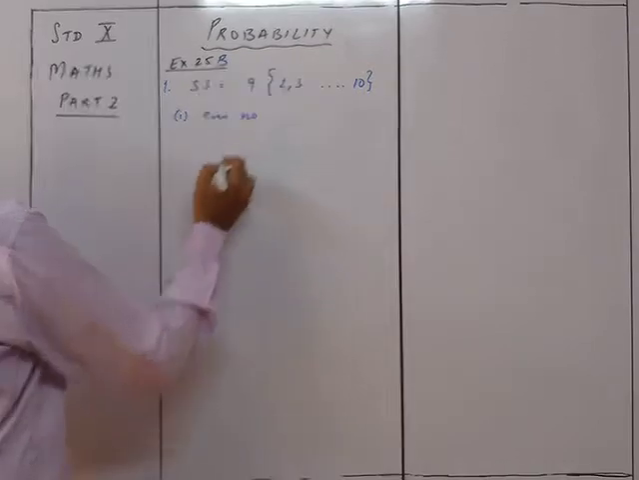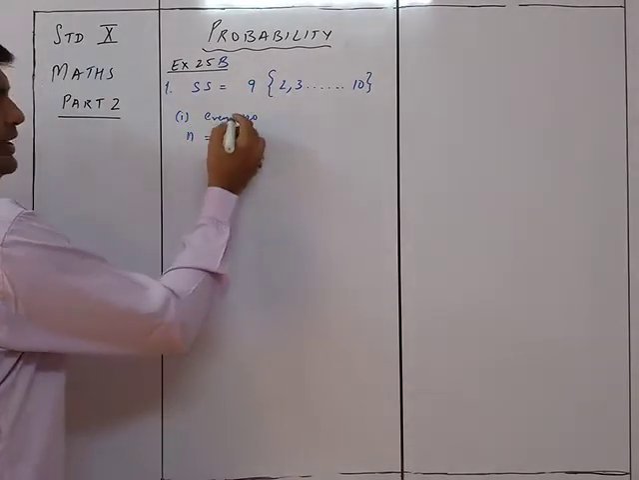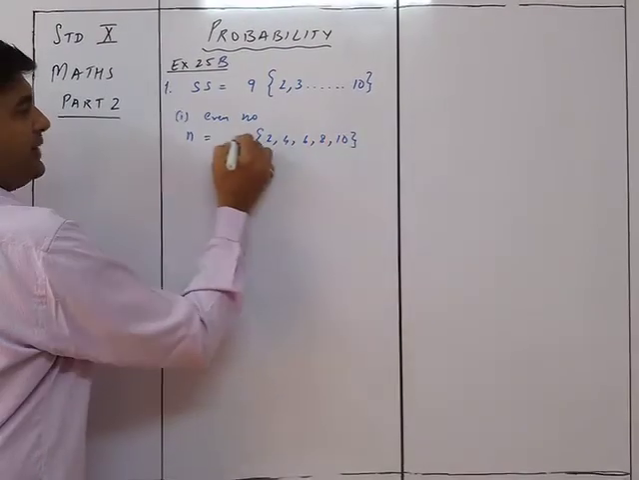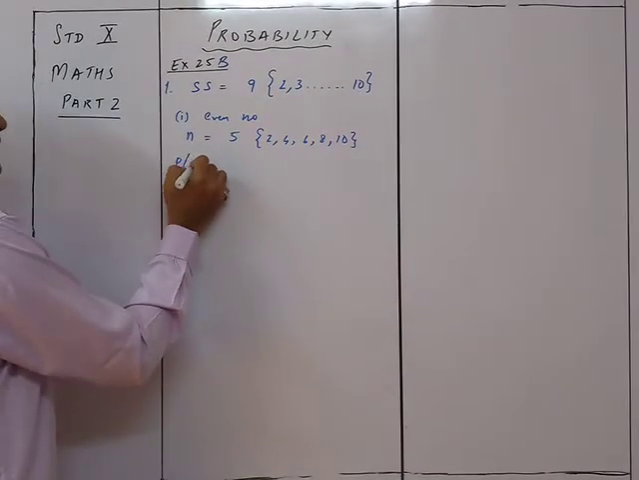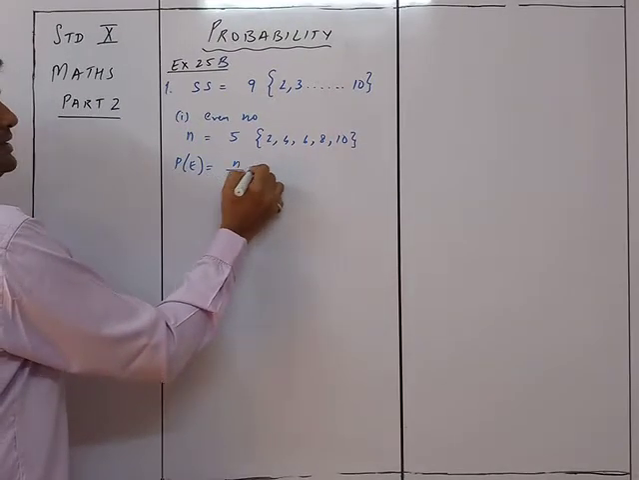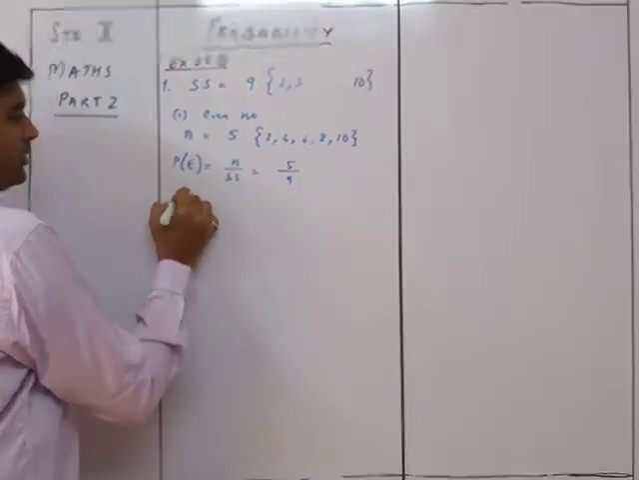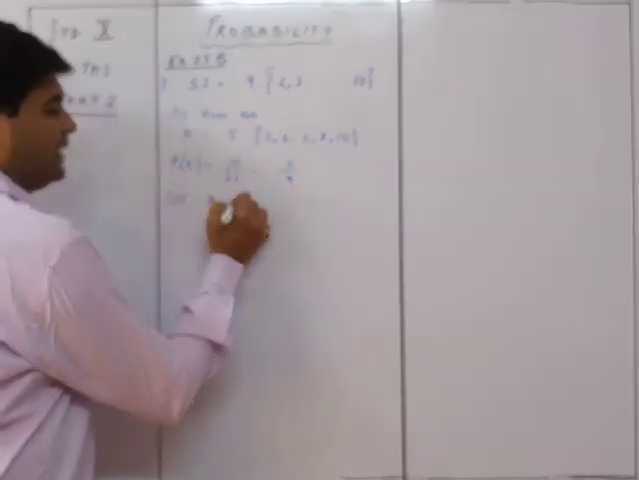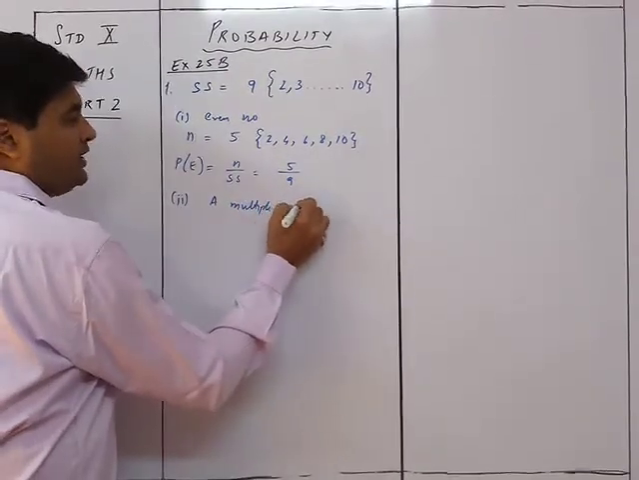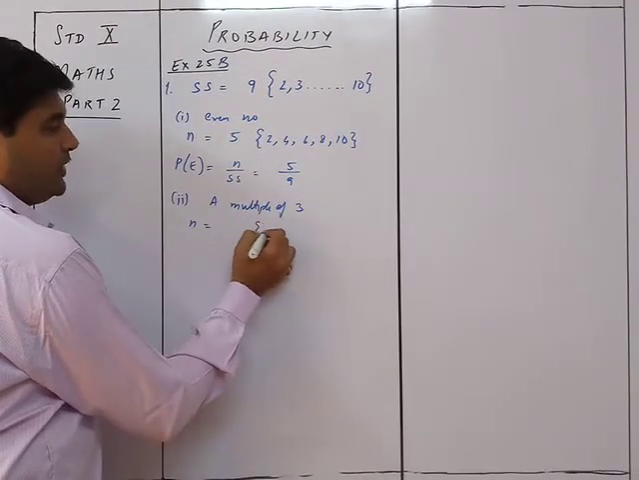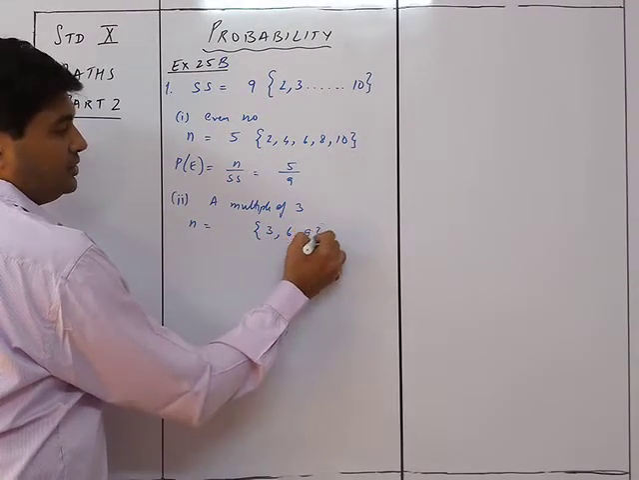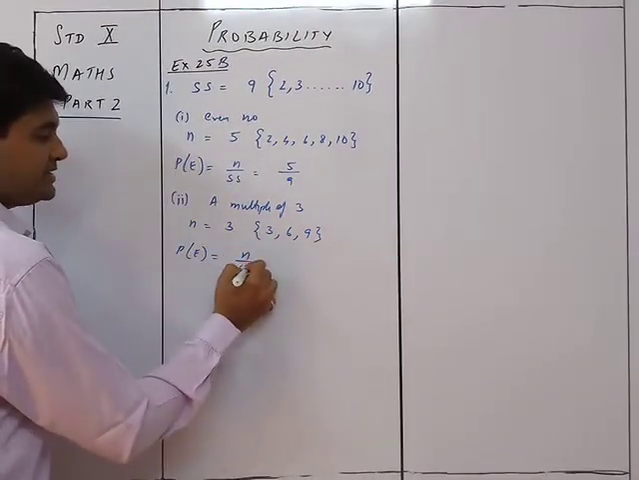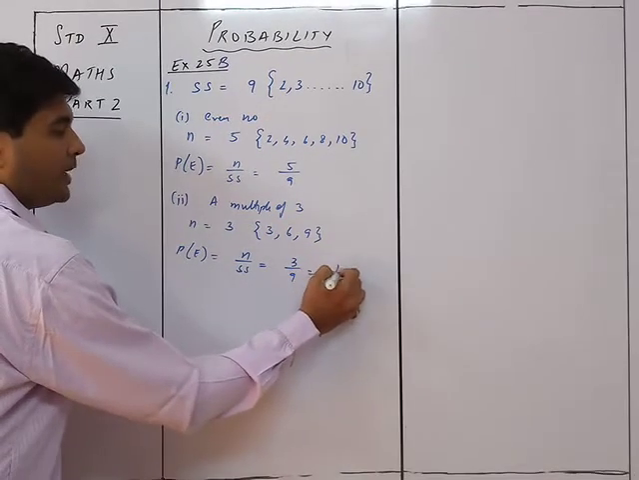So for the even number, n will be equal to, what are the even numbers over here? The even numbers are 2, 4, 6, 8, 10. So that makes it 5 cards. Accordingly, probability of the event will be n upon S, that will be 5 upon 9. Now the second one: a multiple of 3. So n will be 3, 6, 9. Accordingly it will be 3. So P(E) will be n upon S, that's 3 upon 9, it's 1 upon 3.